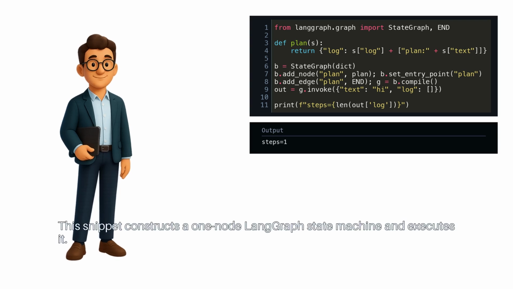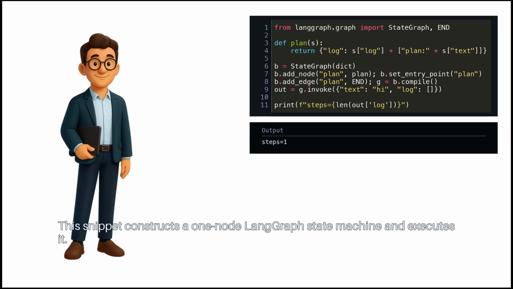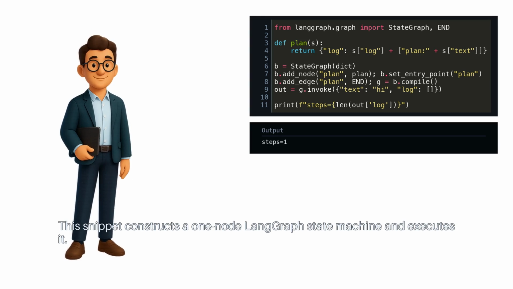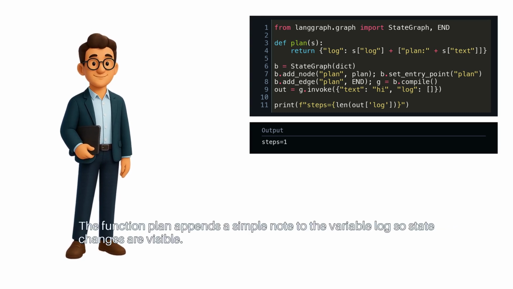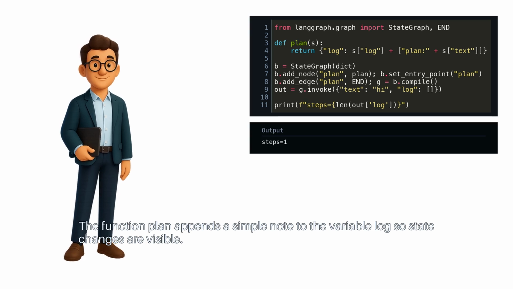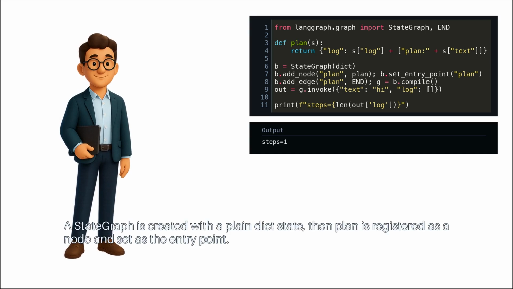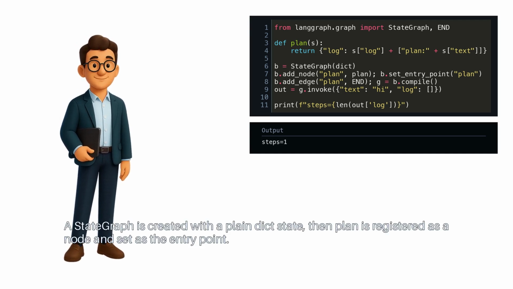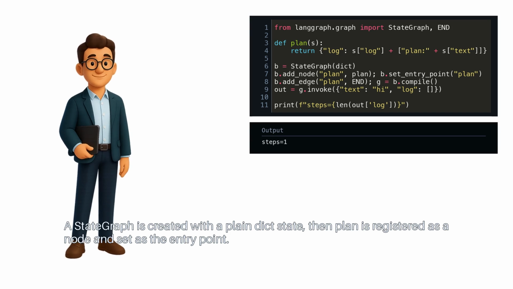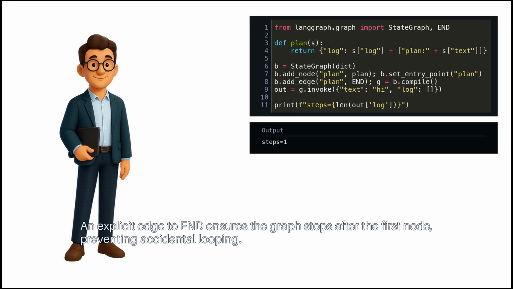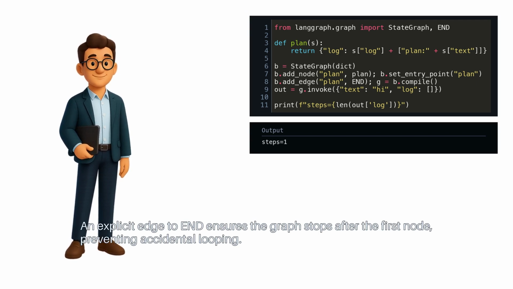This snippet constructs a one-node LangGraph state machine and executes it. The function plan appends a simple note to the variable log so state changes are visible. A state graph is created with a plain dict state. Then plan is registered as a node and set as the entry point. An explicit edge to end ensures the graph stops after the first node, preventing accidental looping.